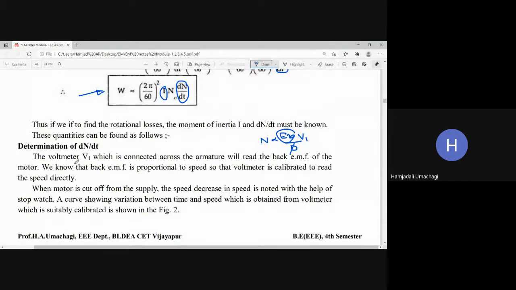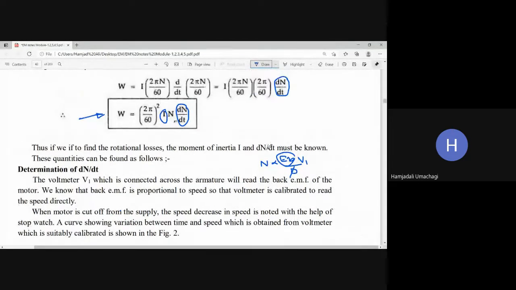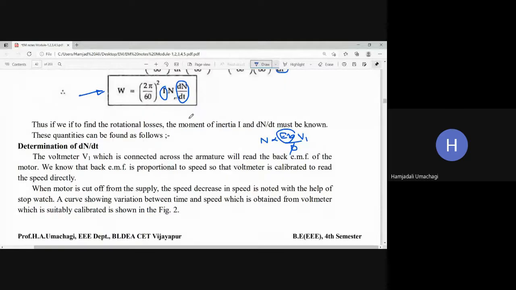Now you can see here the voltmeter V1, which is connected across the armature, will read the back EMF of the motor. We know that back EMF is proportional to speed, so that voltmeter is calibrated to read the speed directly. So here, if I want to read back EMF, I should read the speed, yes or no? Because as voltage changes, V1 changes. This V1 reads the back EMF. If back EMF is changing, it means N is changing. So that change in the speed with respect to time is nothing but dN by dt. Is it clear, all of you? Do you have any doubts?